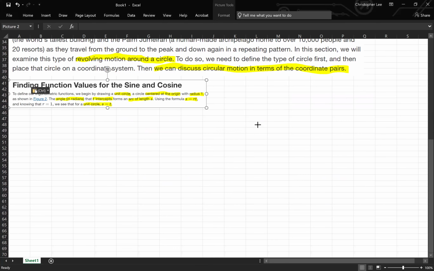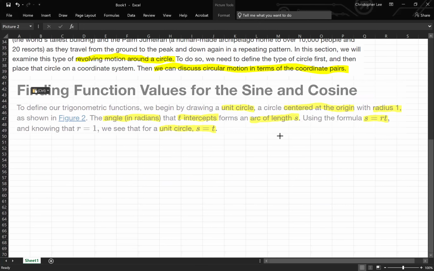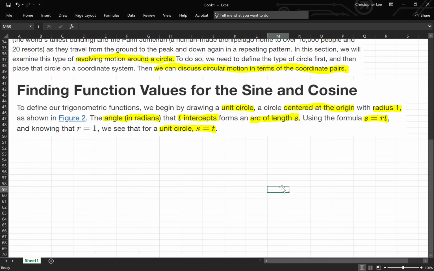So here's our first topic. We're going to be finding functions for sine and cosine. To define our trigonometric functions, we begin by drawing a unit circle. So this is a circle centered at the origin with radius 1, as I'm going to show you.